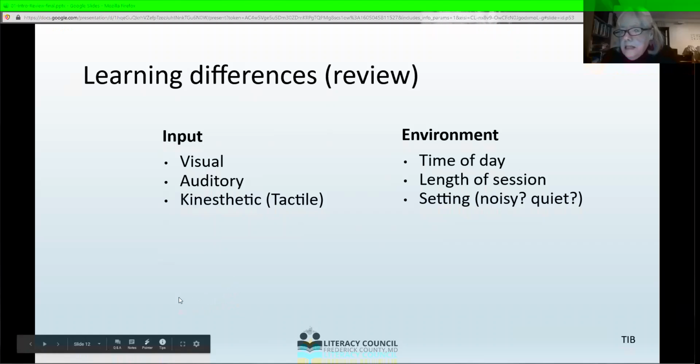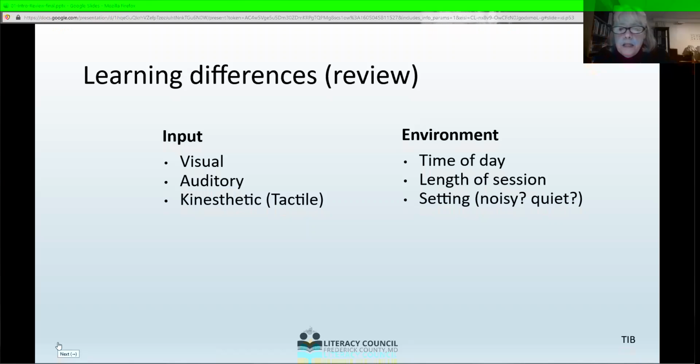Learning differences, and you might remember this slide too, are factors that affect each and every student's speed and ease of learning. This is not to be confused with learning disabilities, which affects a very small percentage of the population. Everybody has their own particular learning styles and learning factors that affect how they perform.